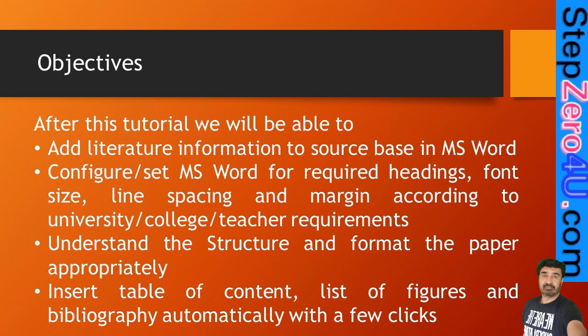Objectives of this tutorial. After this tutorial, we will be able to add literature information to the source base in MS Word, like name of the author, name of the article, name of the book, name of the publisher, etc. And then we will be able to configure and set our MS Word for required headings, font size, line spacing, and margin according to university, college, teacher requirements. Then we will be able to understand the structure and format of the paper appropriately. The last objective is to understand how to insert table of content, list of figures, and bibliography automatically with a few clicks.